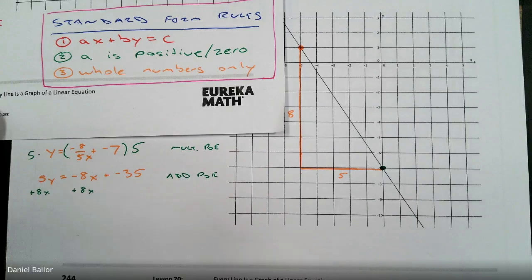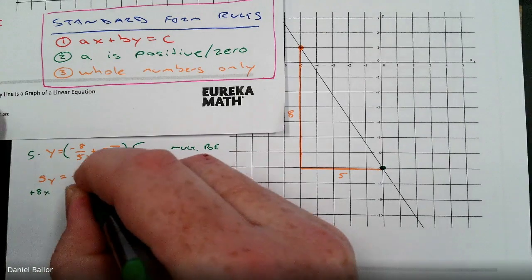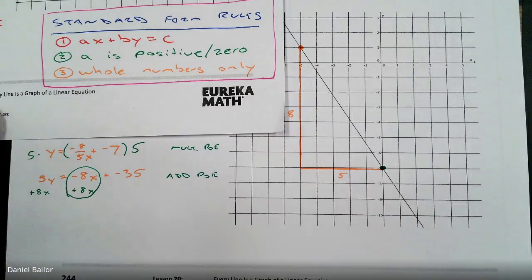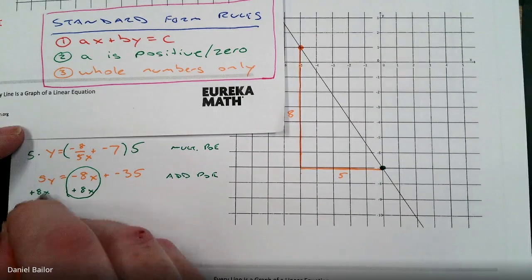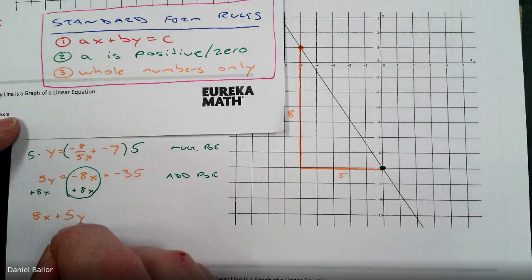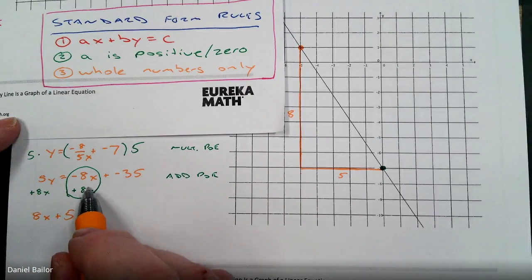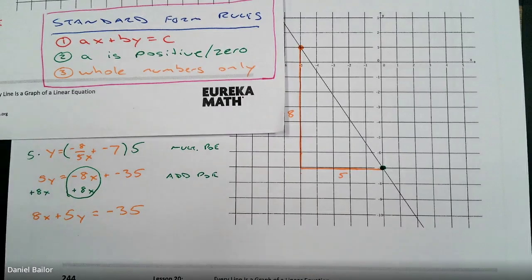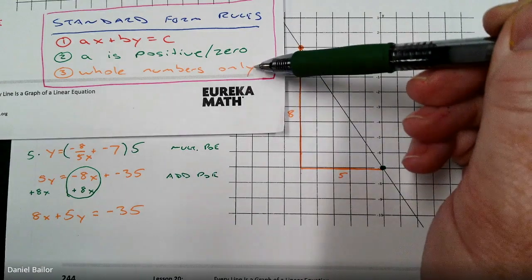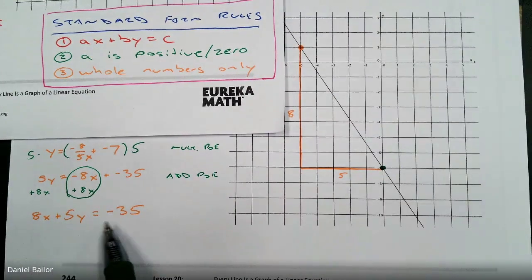So because now this turns into 0, which is good because it's not negative anymore. So I get 8x on the left. I get 8x plus 5y equals, that goes away, negative 35. Well, let me check my rules. Part 3, integers only. I have 8, 5, and negative 35.